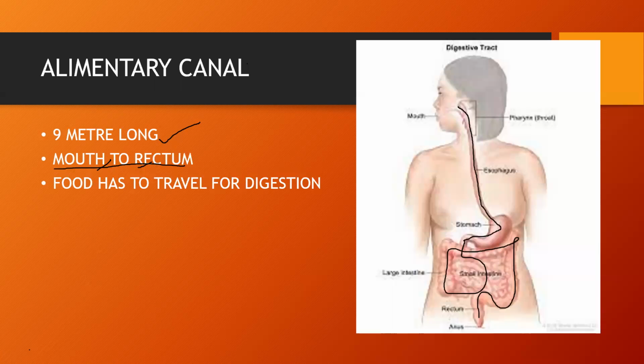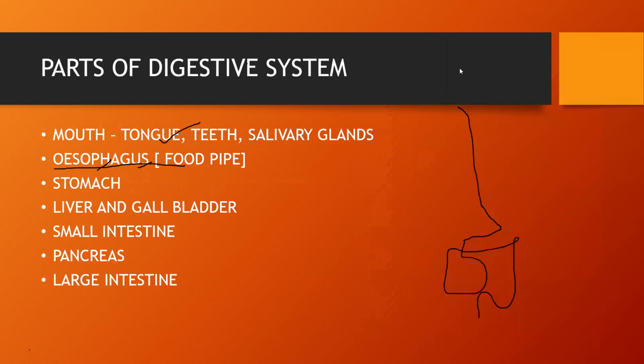Okay, now next part is your parts of digestive system. What are the parts of digestive system? See, we have read some parts in class 4, but now we will read that in detail. So parts is your mouth. First is your mouth, okay?